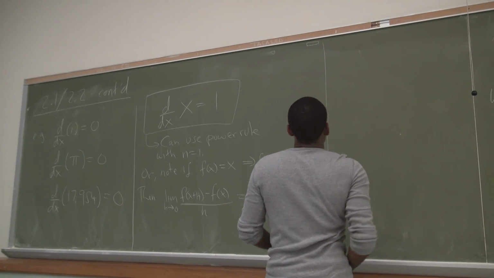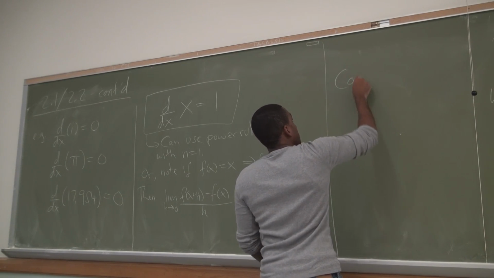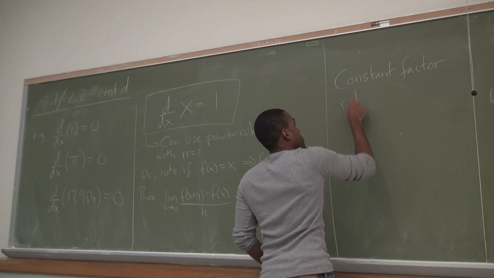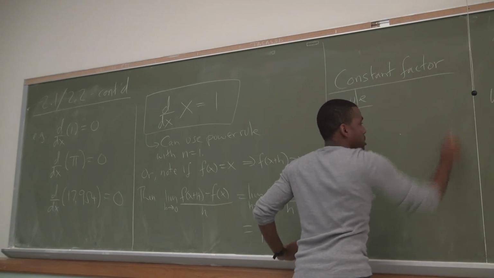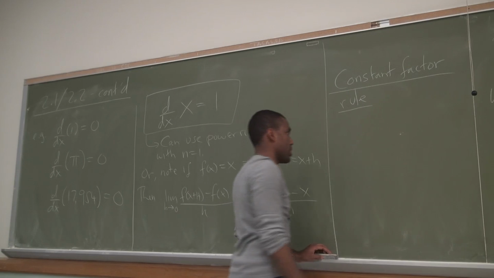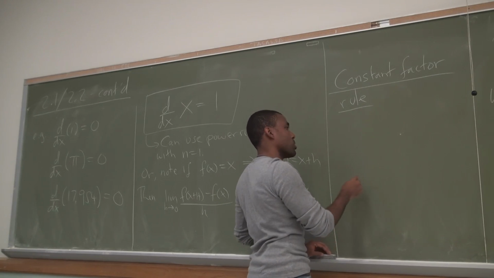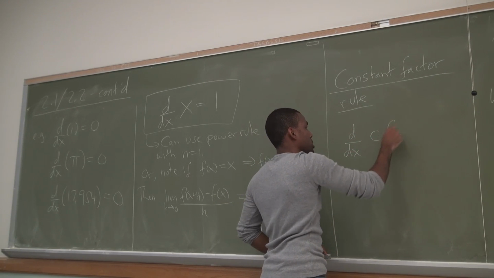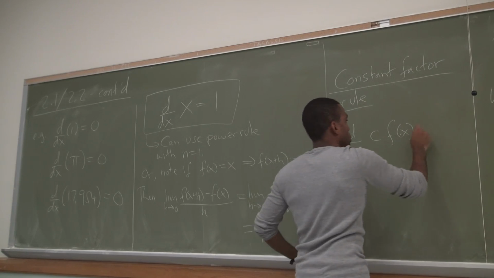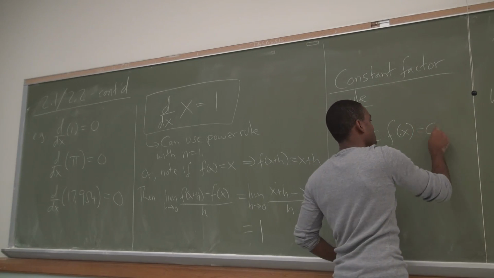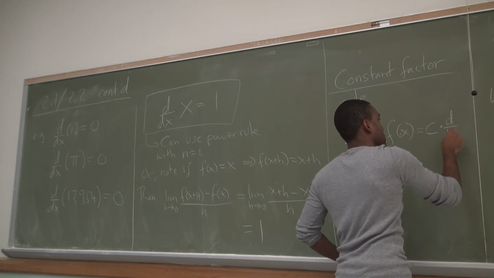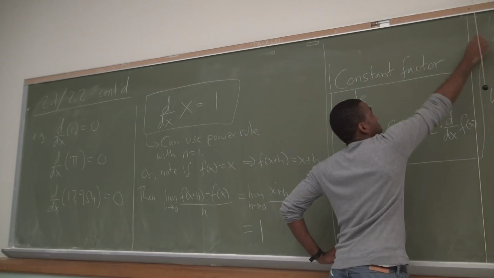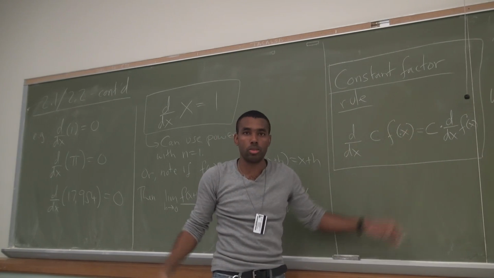Another rule, the constant factor rule. We've been using these the whole time, but I just thought I should mention it for anyone who hasn't been catching on. If you take the derivative of a constant times a function, that is just equal to the constant times the derivative of the function. In other words, if you have a constant in front of a function, ignore the constant, differentiate the function, and just leave the constant attached to it. That's it.